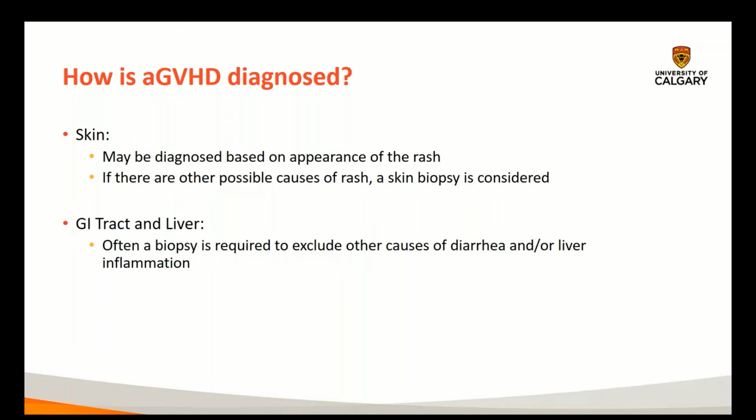With the GI tract and liver, a biopsy is really required, and that's because there are many other causes of diarrhea and liver inflammation after the transplant. For example, patients are on a number of medications and antibiotics that may lead to abnormalities of the GI tract and liver. So it's important for us to really confirm what we're dealing with. And infection is another consideration here. So we can't jump the gun without having a firm diagnosis, especially in the GI tract and liver.